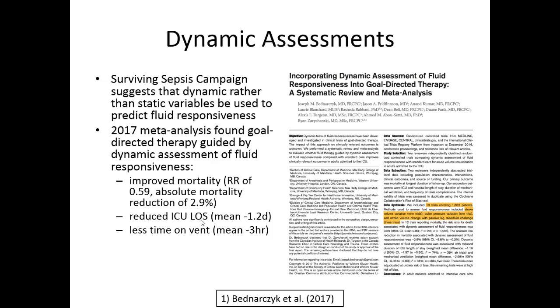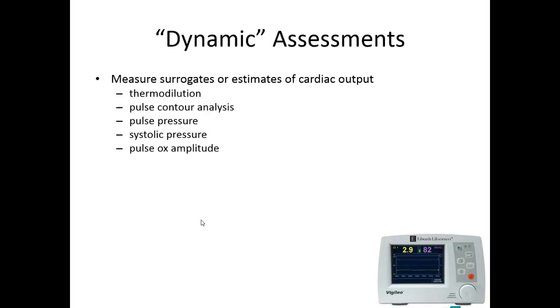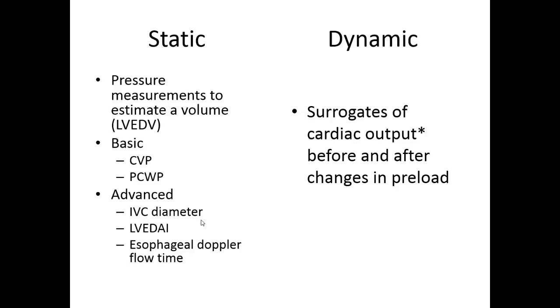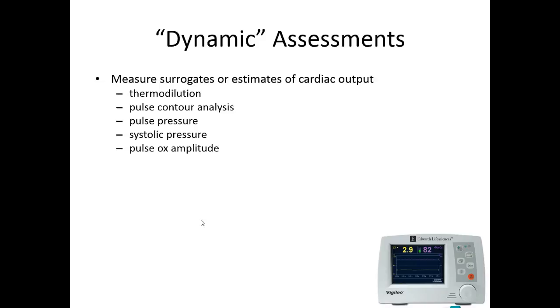So these are the techniques that we're going to talk about now. These are the ones that result in this 40% relative risk reduction in mortality that the Surviving Sepsis Campaign says we should be using. And there's a bunch of them. As I said, you can define it as a surrogate of cardiac output before and after some change in preload, a temporary change in preload. So there's lots of different surrogates of cardiac output you could use. Thermodilution or Fick being the gold standard. But there's a lot of other ones, and we're going to talk about some of them.